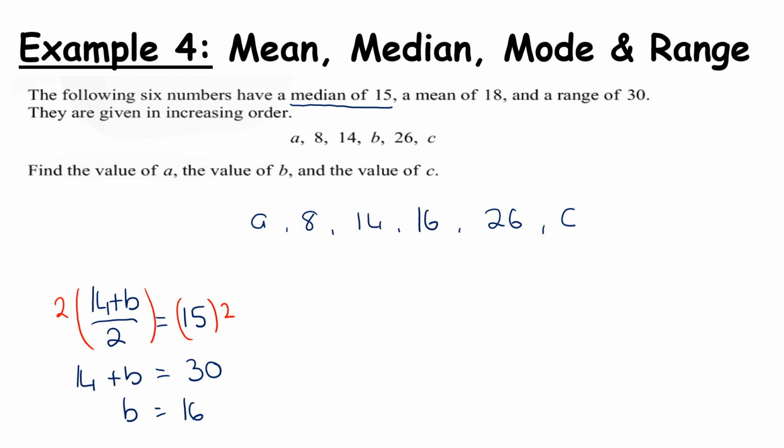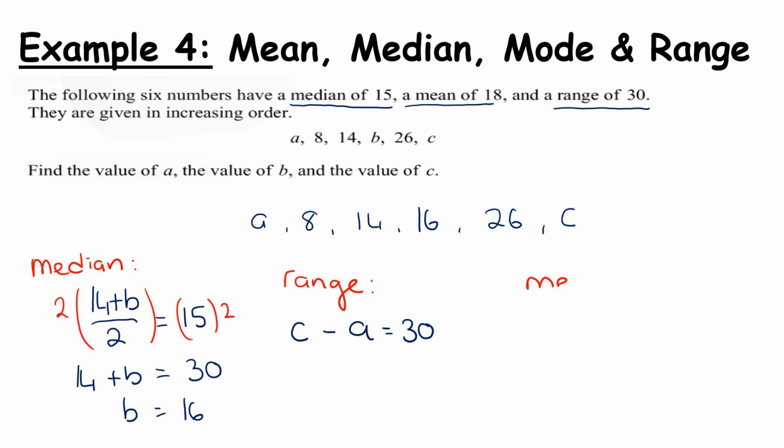Now, the second piece of information is that the mean is 18, and the third piece of information is that the range is 30. So the range, I'll just label this, so this was our median calculation. So the range is the biggest number, C, take away the smallest number, A, and that will give us 30.